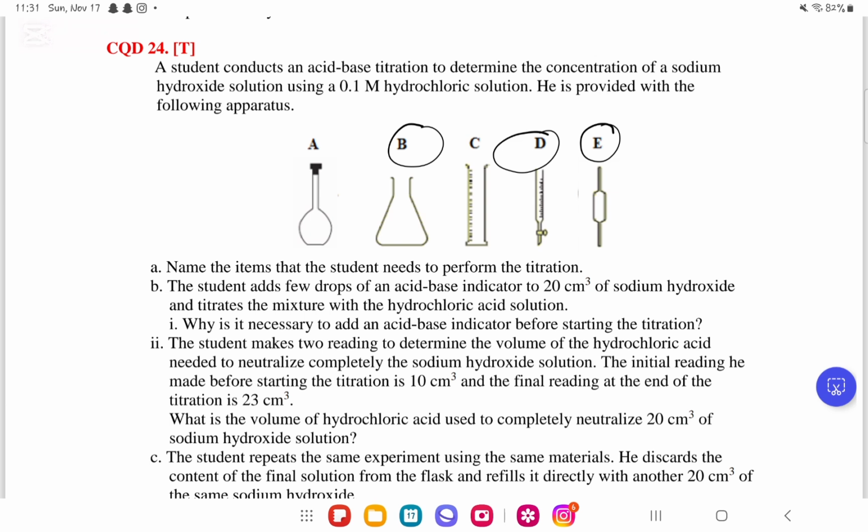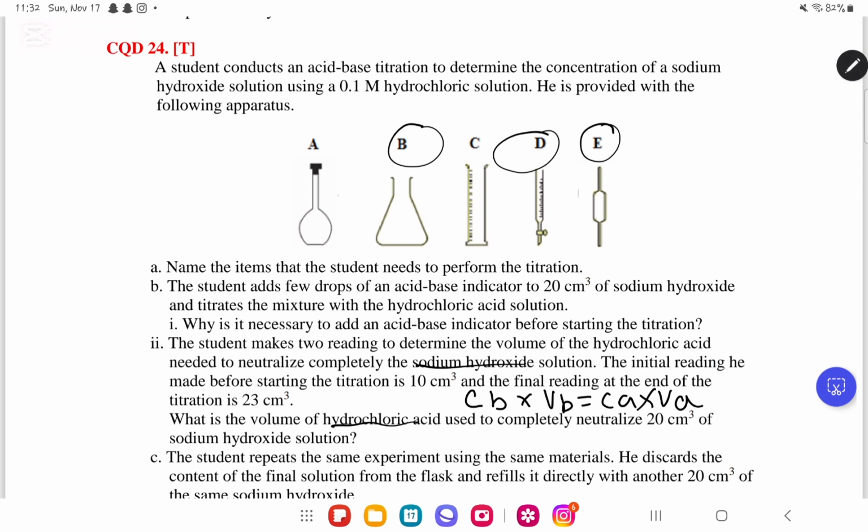2. The student makes 2 readings to determine the volume of the hydrochloric acid needed to neutralize completely the sodium hydroxide solution. The initial reading he made before starting the titration is 10 centimeter cubed, and the final reading at the end of the titration is 23 centimeter cubed. What's the volume of hydrochloric acid used to completely neutralize this? Very simply, if you're doing hydrochloric acid and base, because we're using NaOH and hydrochloric acid, you should do concentration base times volume base is equal to concentration acid times volume acid.